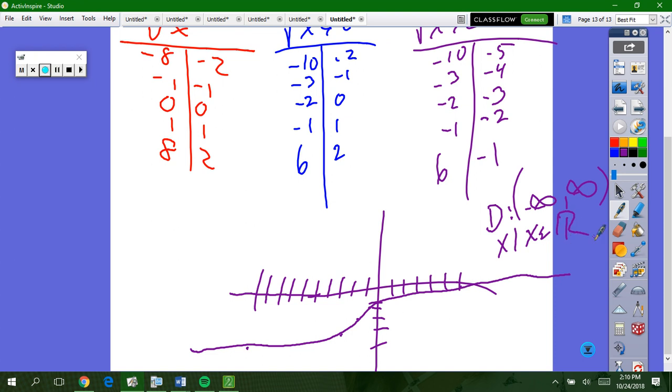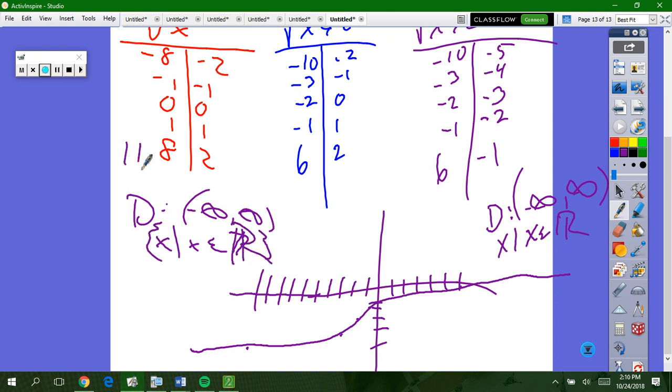Maybe I'll write it over here. Domain is negative infinity to infinity. That's the interval notation. Or in set builder notation, x such that x belongs to the real numbers, like in R. Like this.